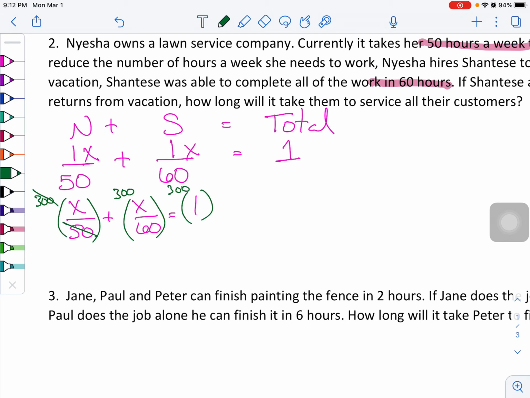All right, so 50 goes into 300. I believe that should be 6 times. It is, so that's going to be 6x plus 60 goes into 300. I'm going to guess that's 5 times. I am correct. I'm grabbing a calculator and using it right now. So 5x is equal to 300.